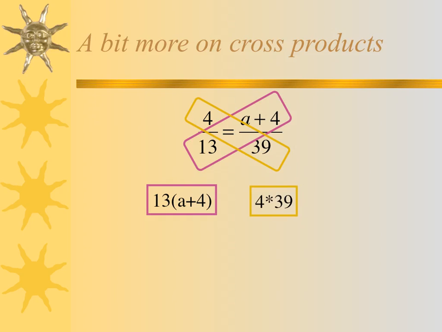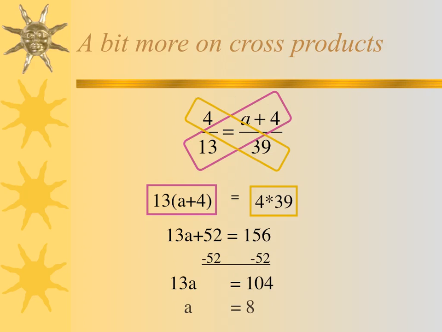I'll set those two cross products equal to each other, because when we have a proportion, the cross products are always equal to each other. And on the left-hand side, I'll go ahead and apply the distributive property, and I'll get 13a plus 52. And on the right-hand side, I'll multiply 4 and 39 and get 156. And then I can subtract 52 from both sides. I'll get 13a equals 104. And then I'll divide both sides by 13, and I'll get a equals 8.